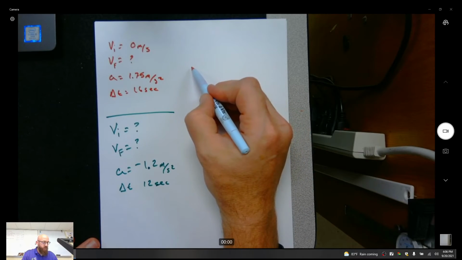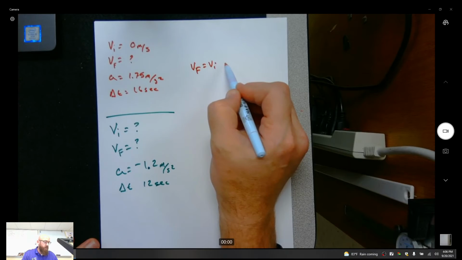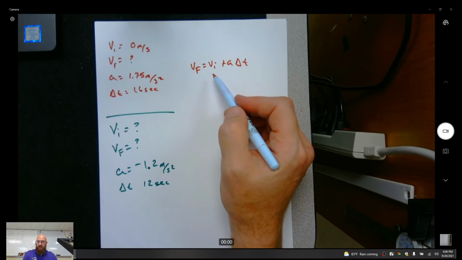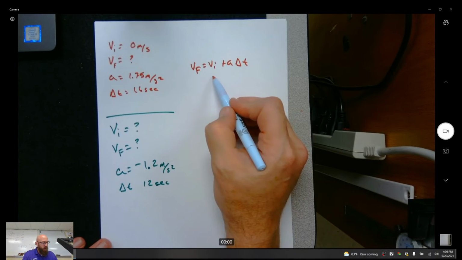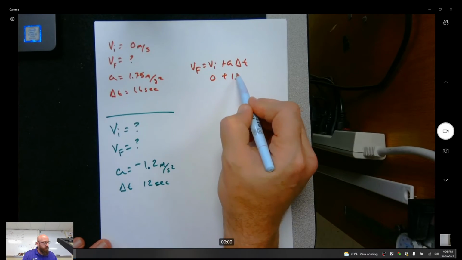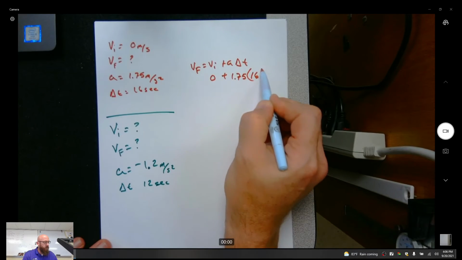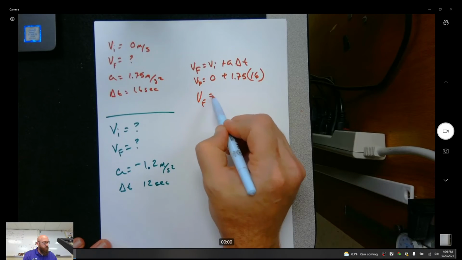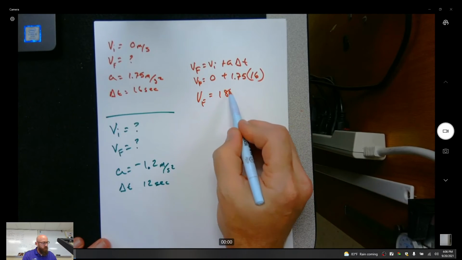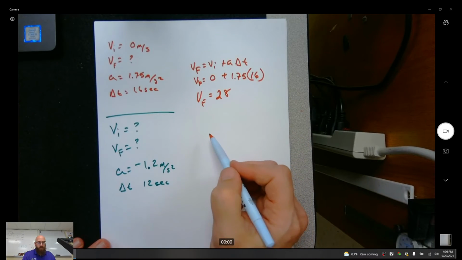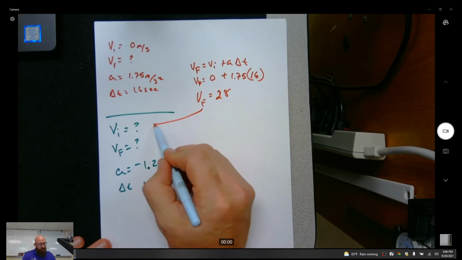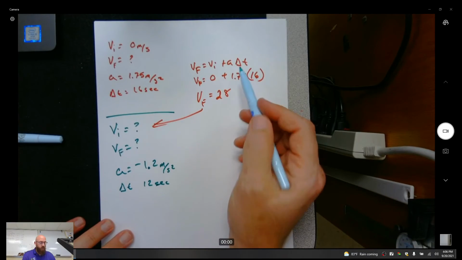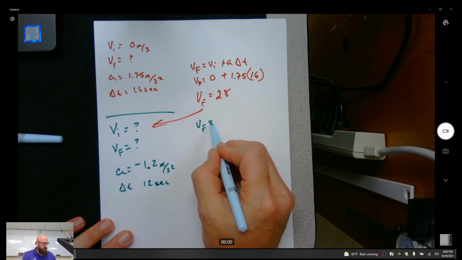If you did the equations off page 58, you should have VF equals VI plus A delta t. Again, I'm going to use the VI in there because I just like to. You could pick the other equation. So it's 0 plus 1.75 times 16 equals my VF. So the VF on this first part, 1.75 times 16, should be 28, not 18. Well, that VF is now my VI at the beginning of the slowing down portion. The cool news is I have the one equation. It worked once, might as well use it again.